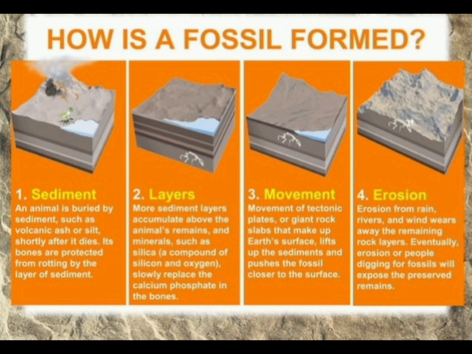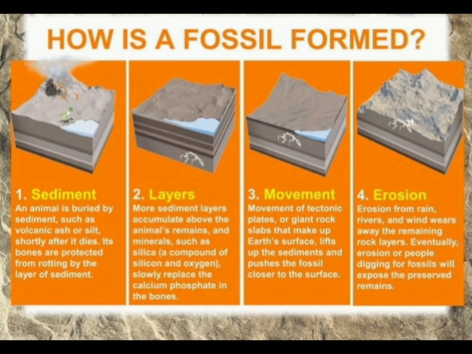Fossils are formed based on the condition of the environment, and the formation is divided into four stages. They are sediment, layer, movement and erosion. Now first, sediment. What is sediment? An animal is buried with sediment such as volcanic ash or slate shortly after it dies. Its bones are protected from rotting by the layer of sediment.